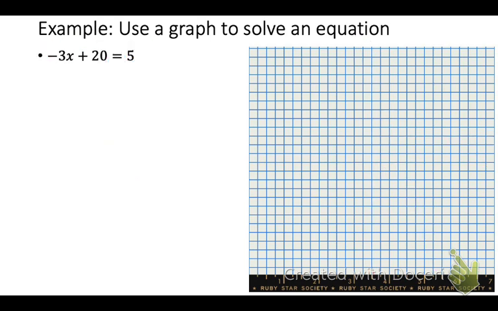Okay, let's do it again. We're going to graph the left-hand side. We're going to graph the right-hand side. Okay, I know where the 3 goes. This one I think we can count by ones, don't you?